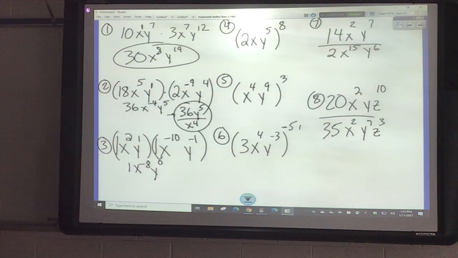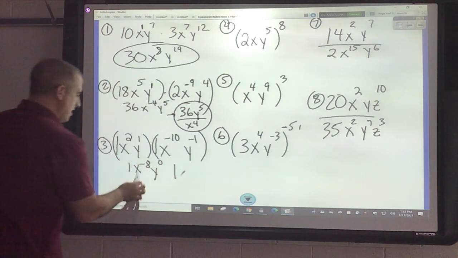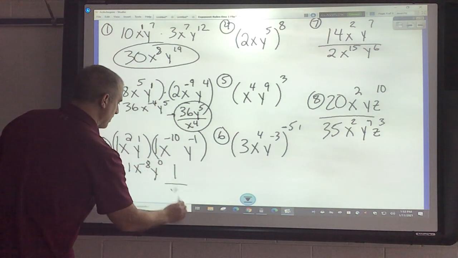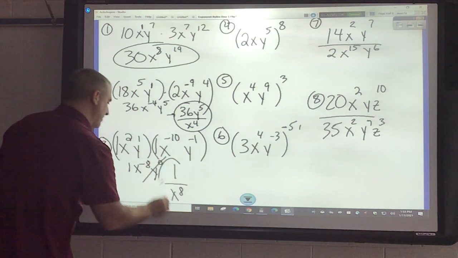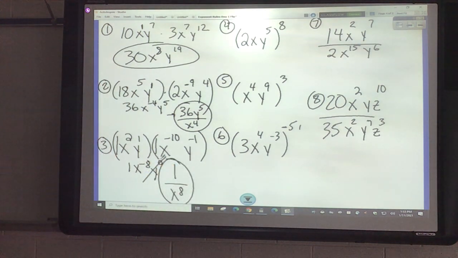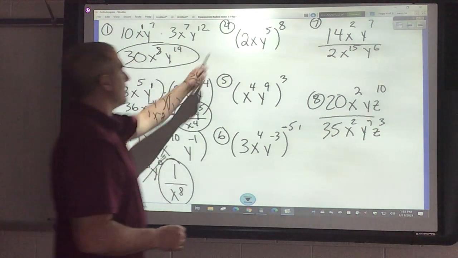So I've done my rule. Now I got to apply my finishing rule. So I got 1. That x to the negative 8 is going to go underneath and become x to the 8th. That y to the 0 is going to go away. So this ends up being my final answer. Let's go to this one.